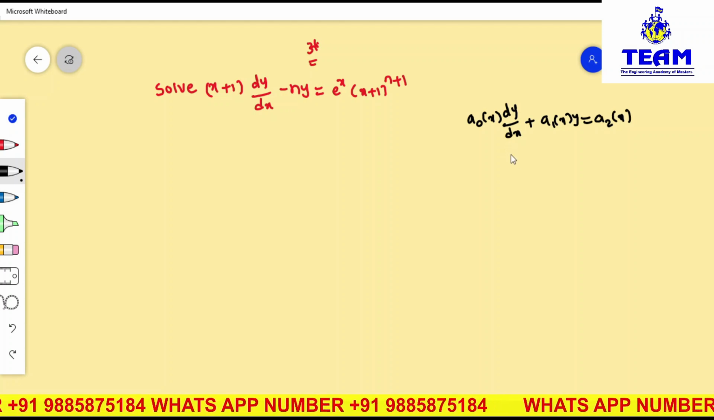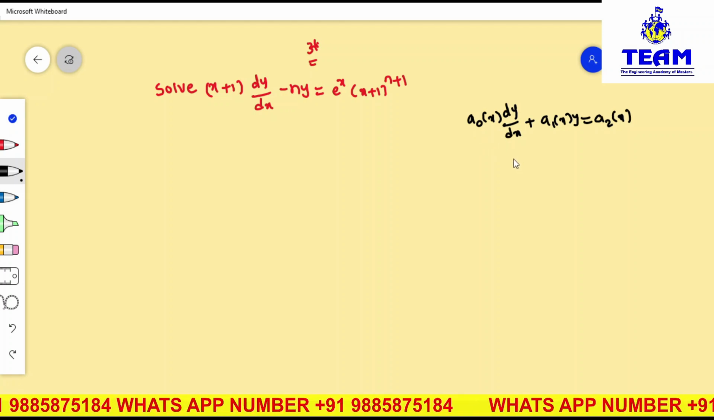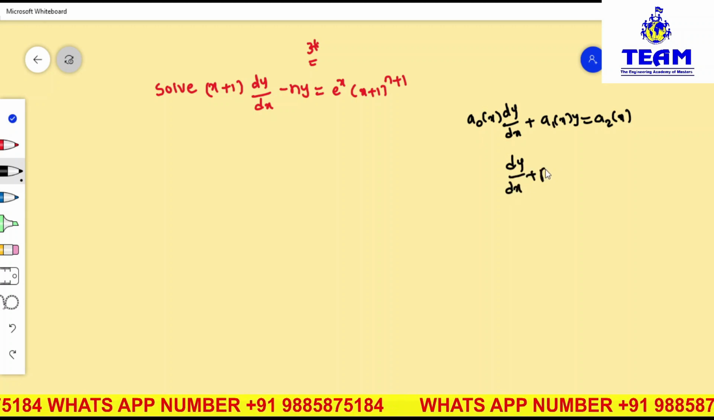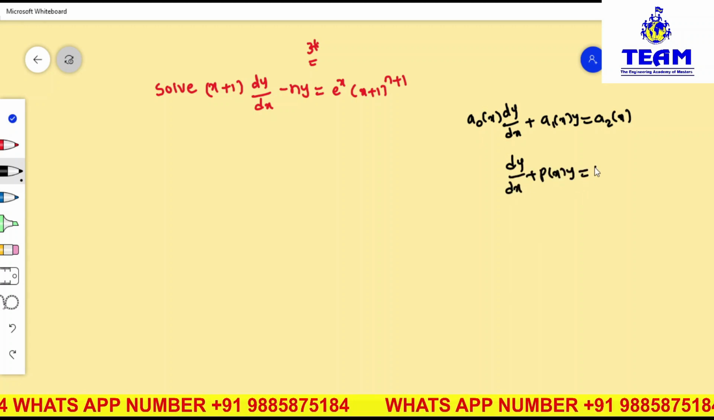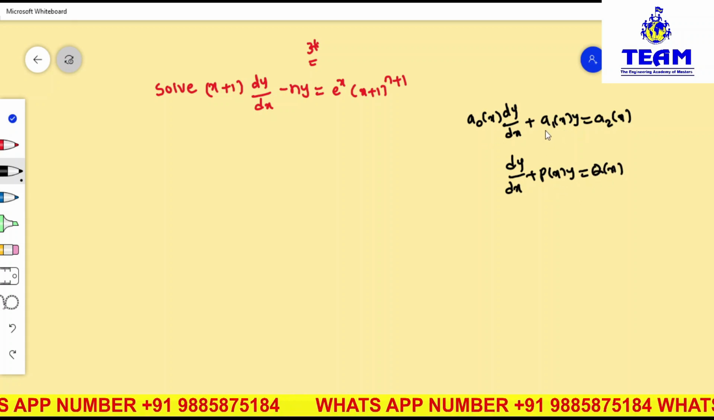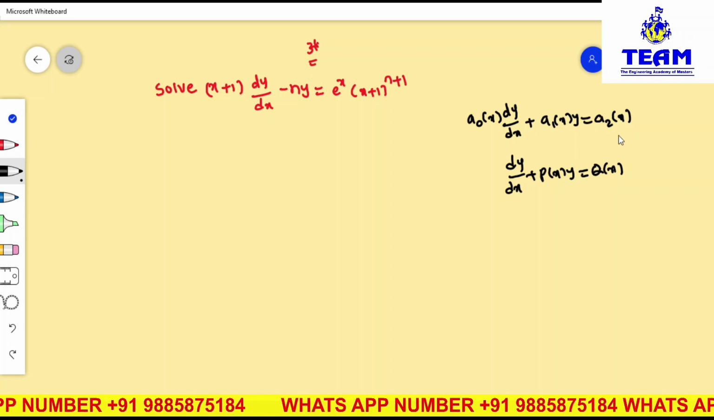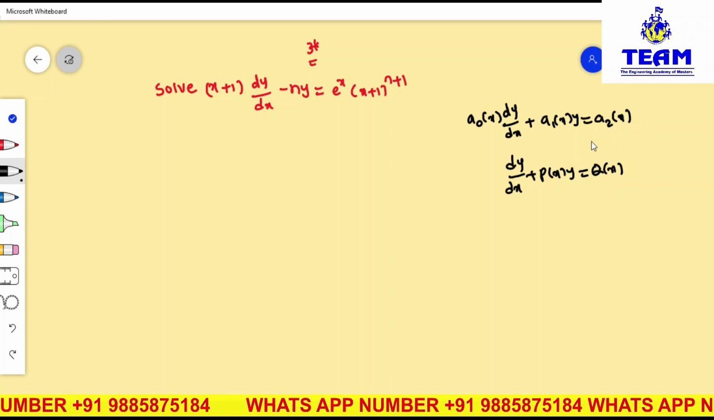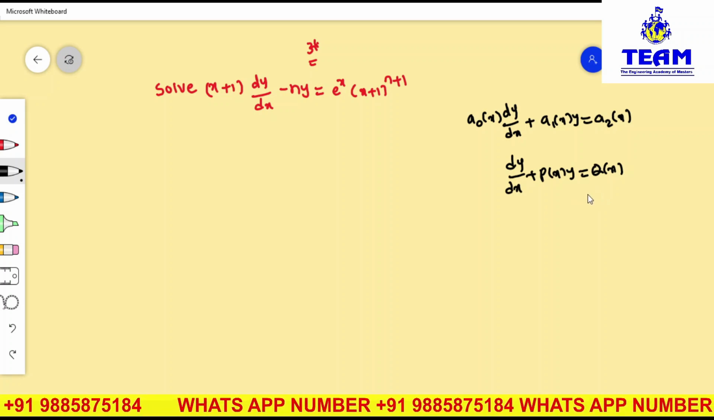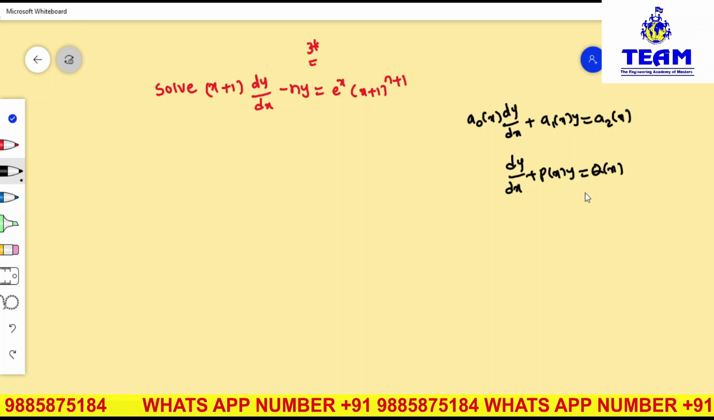So we have to convert into standard form by dividing with a naught of x. Then you will have dy by dx plus p of x into y is equal to q of x, where p is nothing but the y coefficient. The y coefficient is a1 of x by a naught of x, and q is nothing but the right side part, that is a2 of x by a naught of x. This is called a linear differential equation of the first order and first degree in standard form.